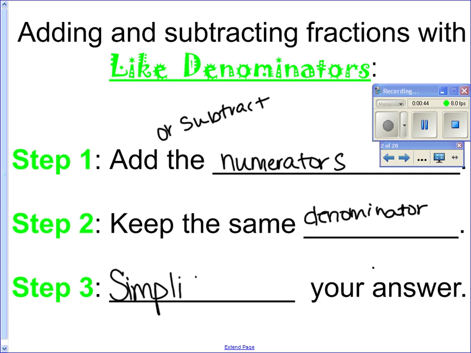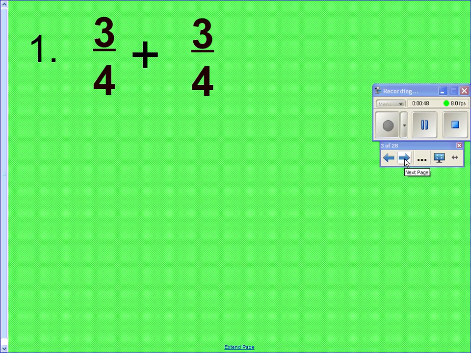Okay, so we will do some examples. We have 3/4 plus 3/4. We already have a common denominator, so we're just going to add our numerators. 3 plus 3 is 6. Keep the denominator. This is an improper fraction, though, so we are going to change this to a mixed number.